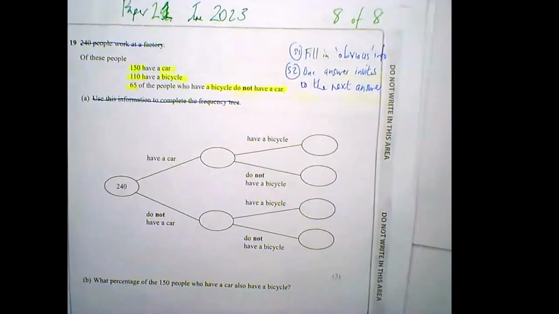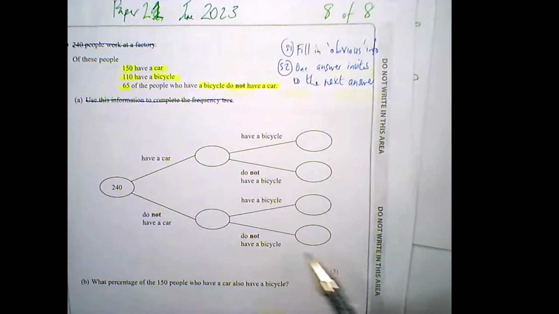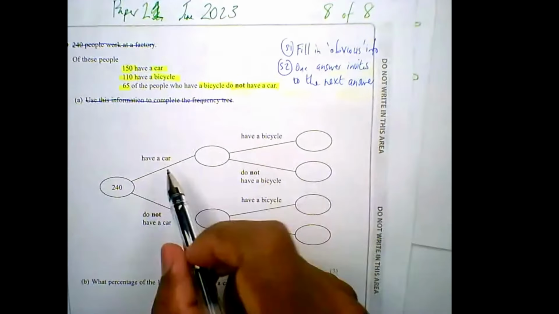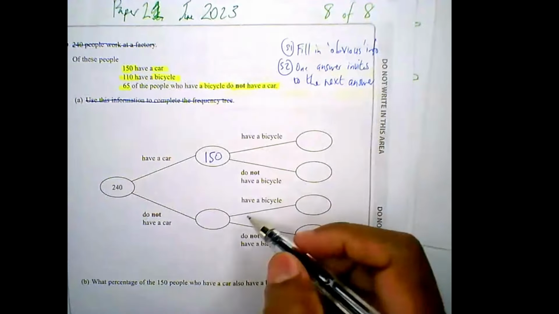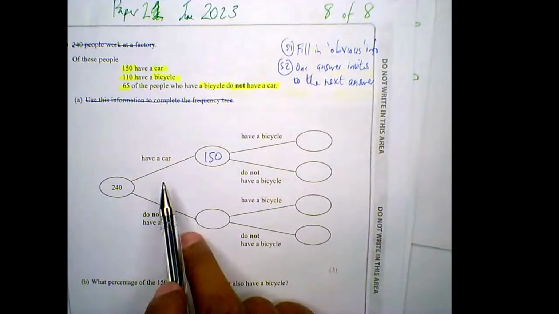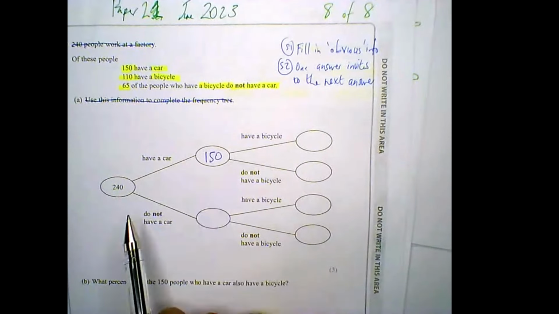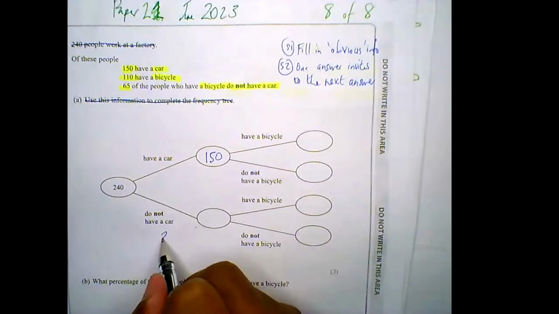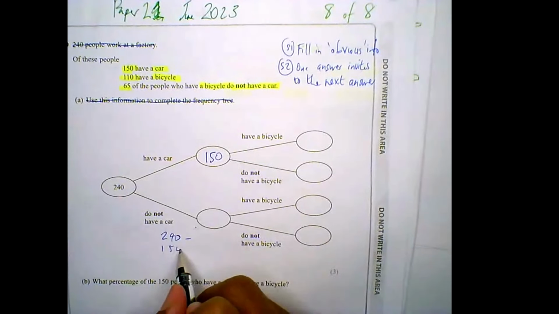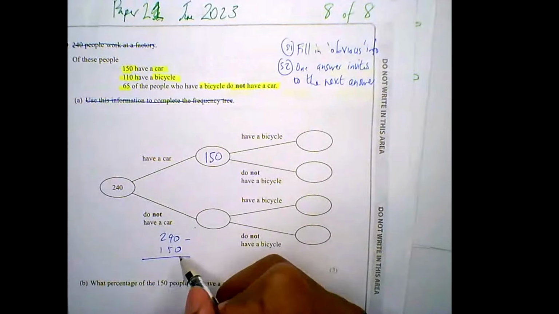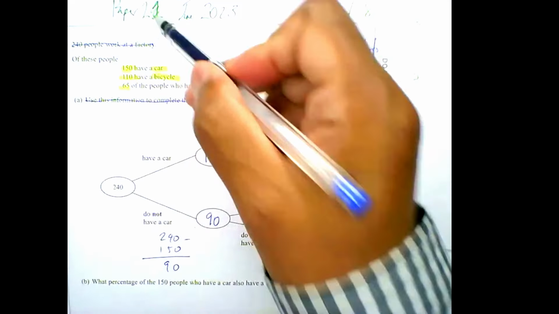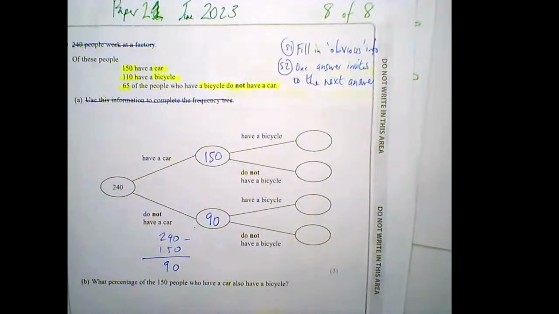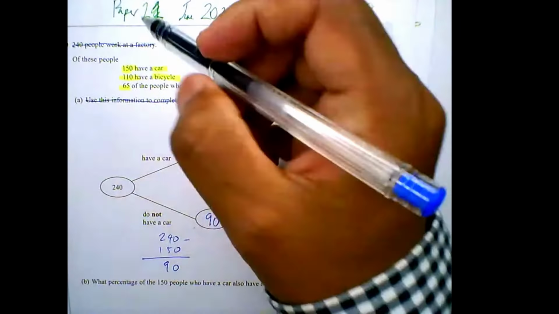Okay, so step 1, 150 have a car. So have a car, this is 150. 110 have a bicycle. Before I go to that, if 150 have a car, we can work out this box, which is 240 take away 150. That gives us 90. And again, it's a paper 2, which is a calculator paper. So we've got that information.